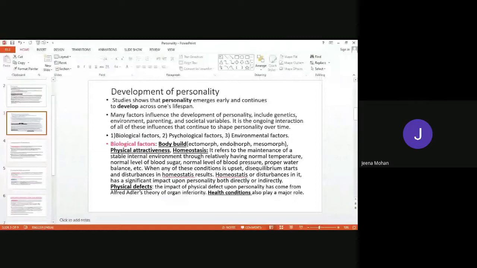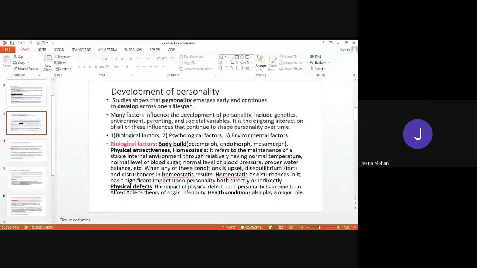And when we talk about the personality characteristics, they are extrovert, and the characteristics include they are very affectionate, they like to be in the company of others. That means they are social and they are fond of comfort, they are fond of eating, and altogether they have a jovial personality. So that is about the endomorph.